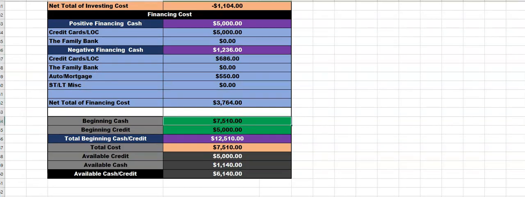And this part normally only tells you the available cash. I like to separate cash and credit because I think it's important when you're looking at a family business to know whether that money is coming from cash or credit. If I was looking at this, I would want to know whether someone was using credit for everything or cash, or how they are using it.